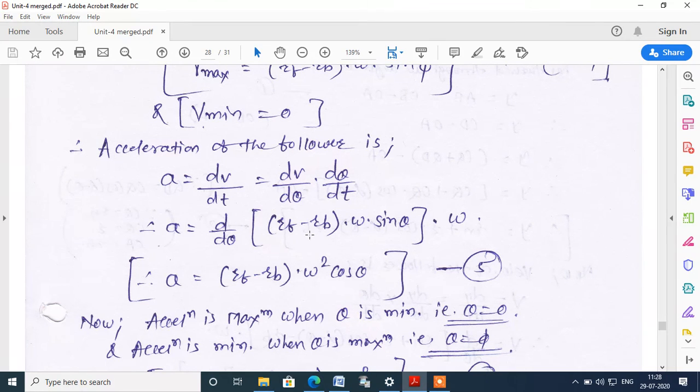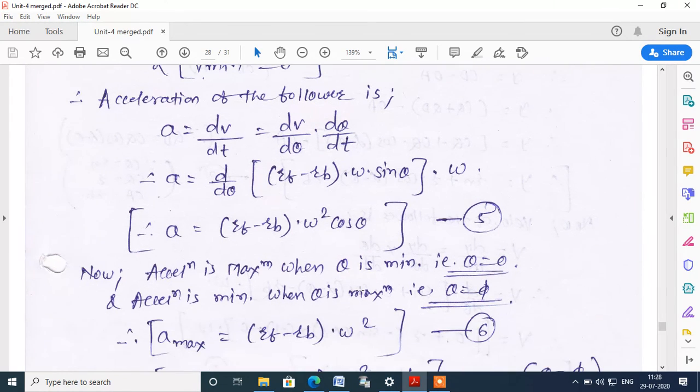Again taking the derivative, omega is constant outside, into sin theta. So omega into omega, that is omega square. This is also constant. The derivative of sin theta is cos theta. We will get (Rf minus Rv) omega square cos theta. This is the equation of acceleration of the flat face follower.